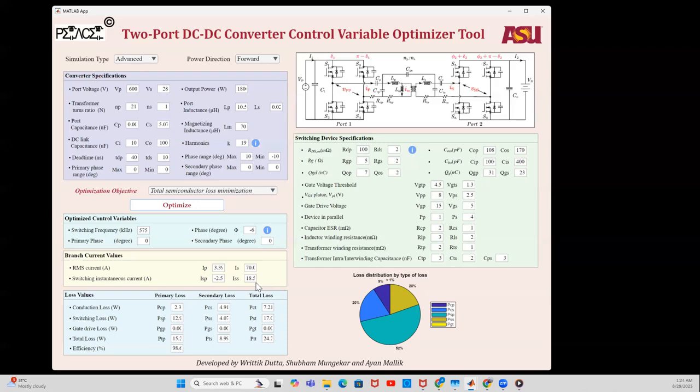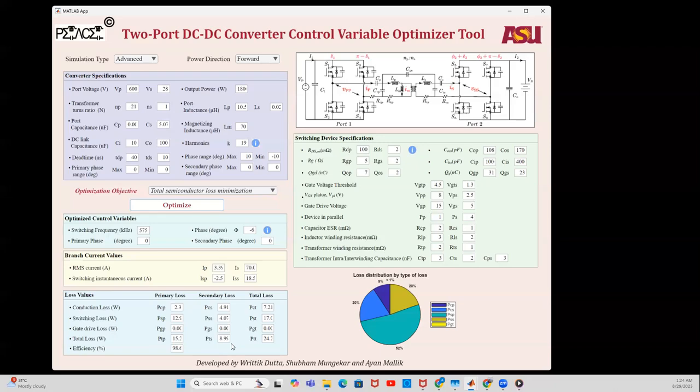And then further we come down to the loss values. In this particular case, we have the three different losses: the conduction loss, semi-switching loss, and the total loss. All three of them can be further divided into primary side loss, secondary side loss, and the total loss. These loss values help give the user insight into device selection.